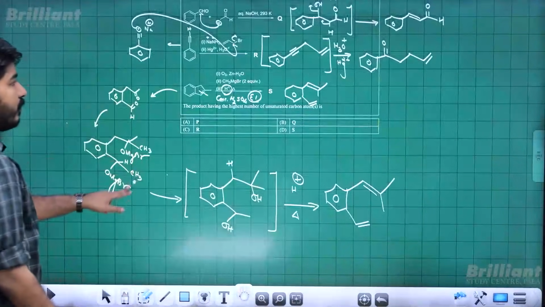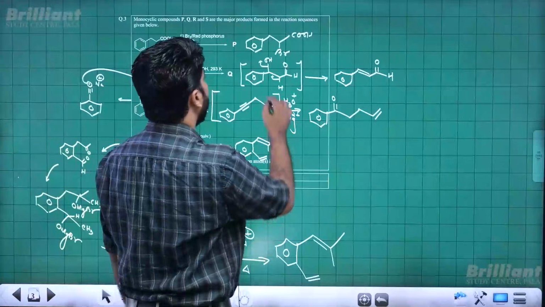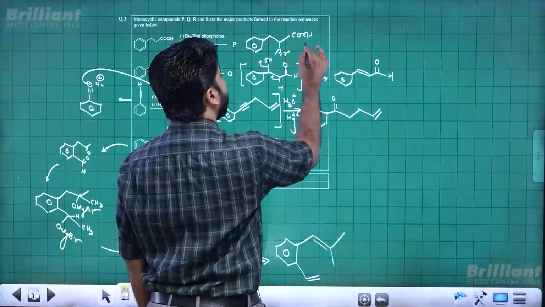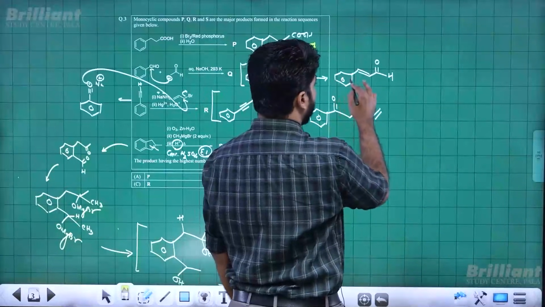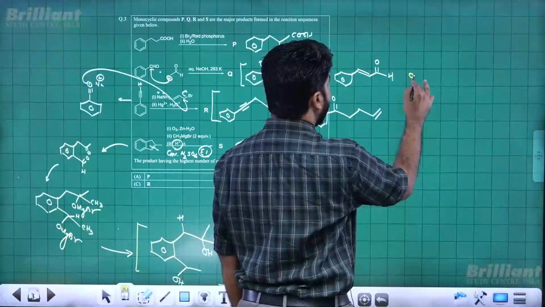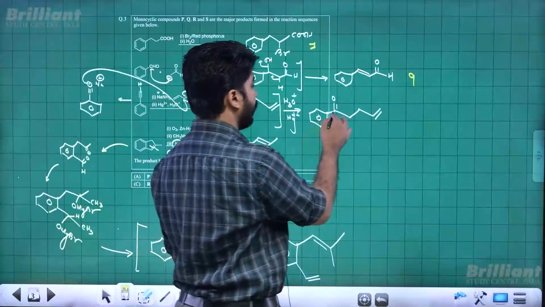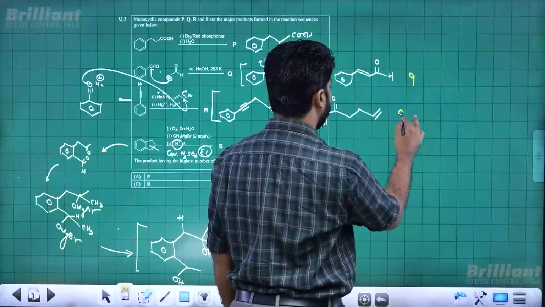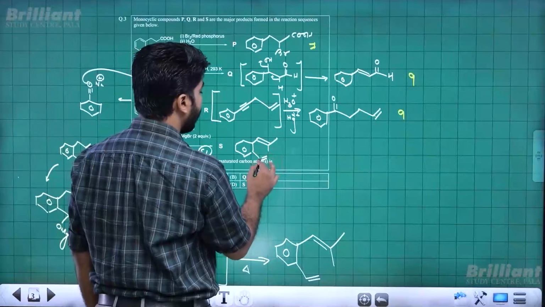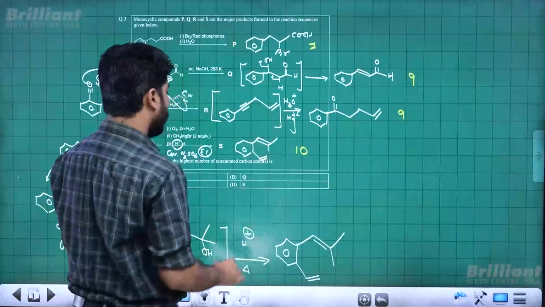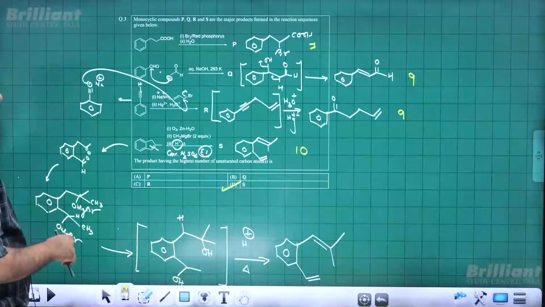Now if we count the number of unsaturated carbon atoms in all these, in the first case 6 plus 1, 7 unsaturated carbons are present. 6, 7, 8, 9 unsaturated carbons are present. Here 6, 7, 8, 9, and in the last case 6, 7, 8, 9, 10. So S is having the highest number of unsaturated carbon atoms.